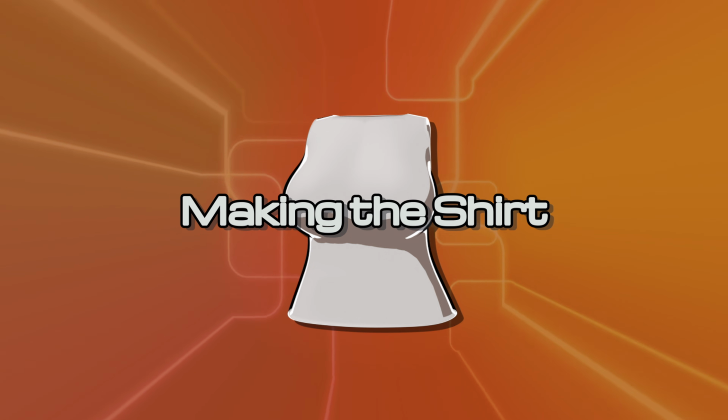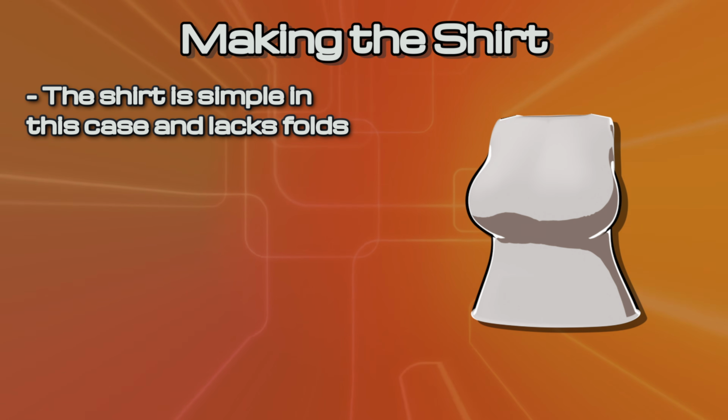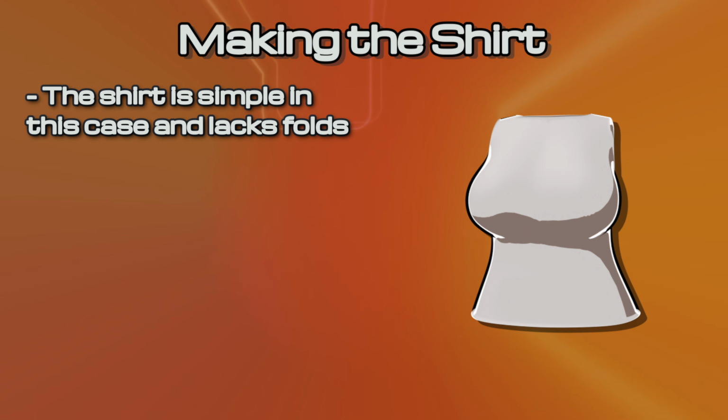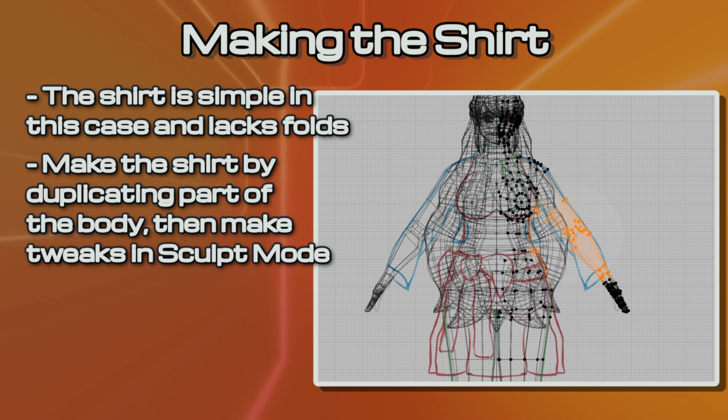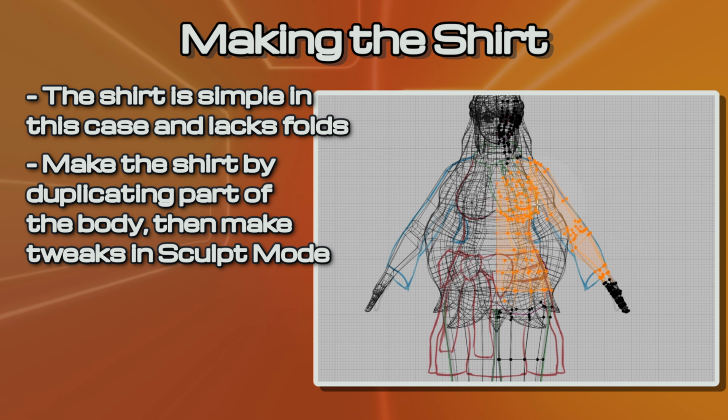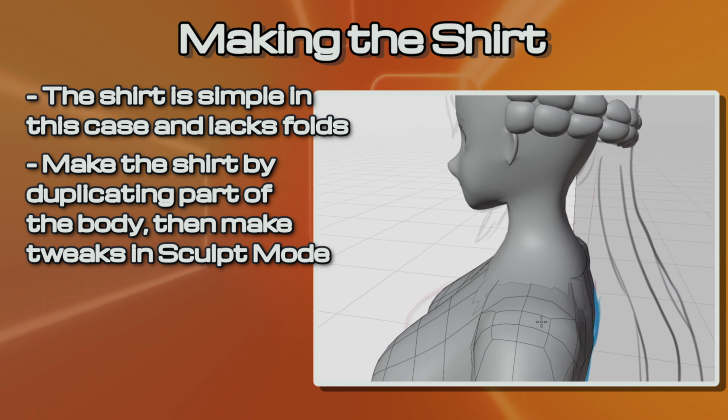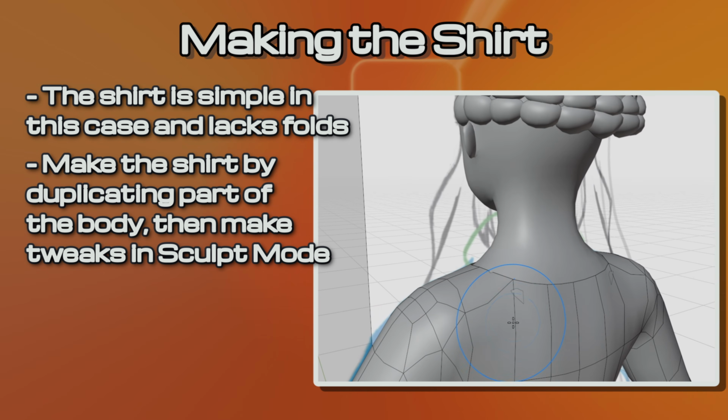Let's start by making Kyla's shirt. It's meant to be similar to a sweater where it's not completely form-fitting, but it's also not loose either. Since the shirt is pretty simple and lacks folds, I can model the shirt just by taking part of the body and modifying it slightly. Then we can make some additional adjustments in sculpt mode to loosen the shirt a little.